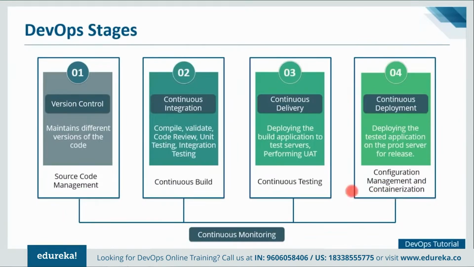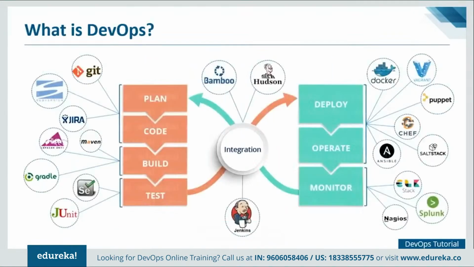Once your application is live, it will be continuously monitored by tools like Nagios or Splunk, which will provide the relevant feedback to the concerned teams. So that's how DevOps works. These are the various stages involved in DevOps, right? Now let me go back to clear any doubts. This is how various stages and jobs are scheduled.